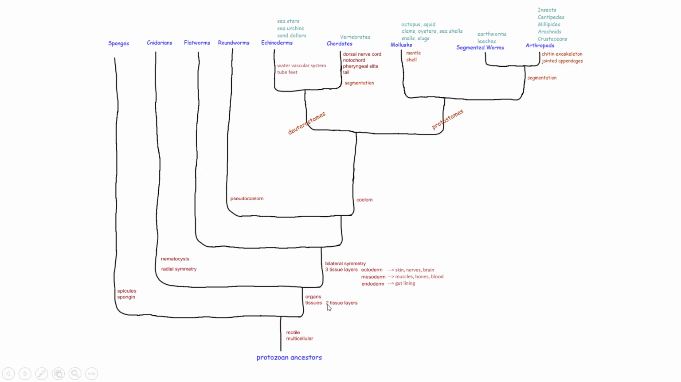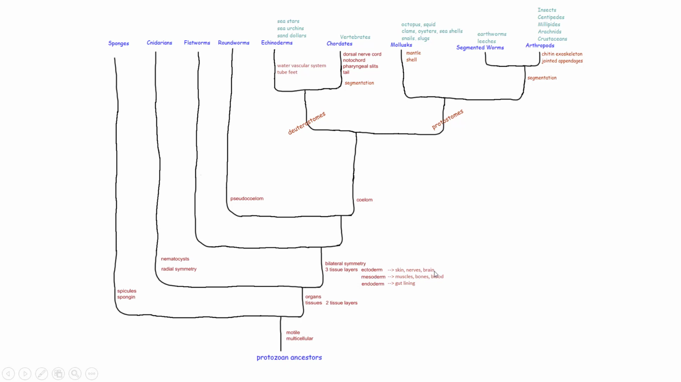Now, their tissues derive from two tissue layers. They also are radially symmetric, and nematocysts are the stinging cells that are found on jellyfish and sea anemones. Now the next evolutionary change was to develop a third tissue layer. Those three tissue layers are important in embryology.